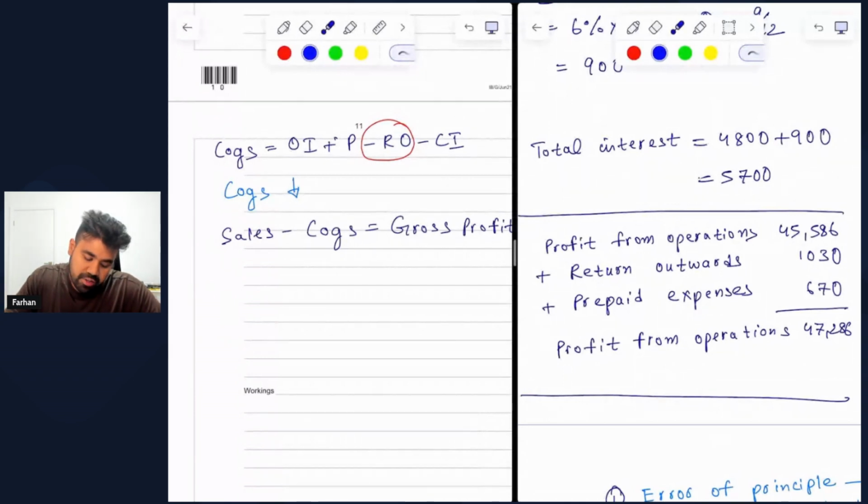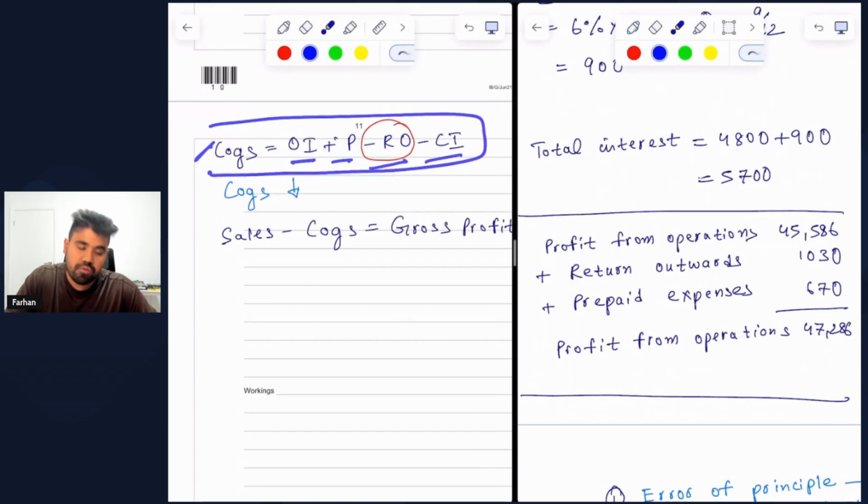So here I have written cost of goods sold, which is COGS for short. Cost of goods sold can be calculated by taking the opening inventory, then adding purchases, which is plus P, and then subtracting any return outwards, returns that we are sending out to our suppliers, and then we subtract any closing inventory. So this is the formula for finding the cost of goods sold.